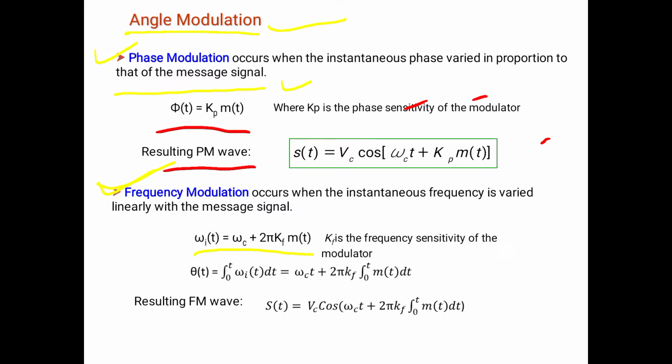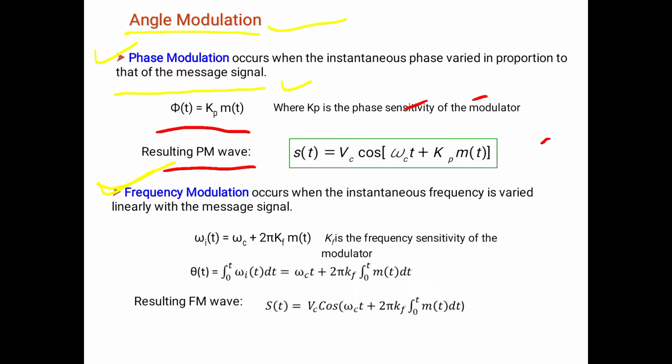Omega i, the instantaneous frequency, is equal to omega c plus 2 pi kf into m of t, where omega c is the frequency of the carrier signal, kf is the frequency sensitivity of the modulator, and m of t is the message signal. This is the mathematical equation for instantaneous frequency.